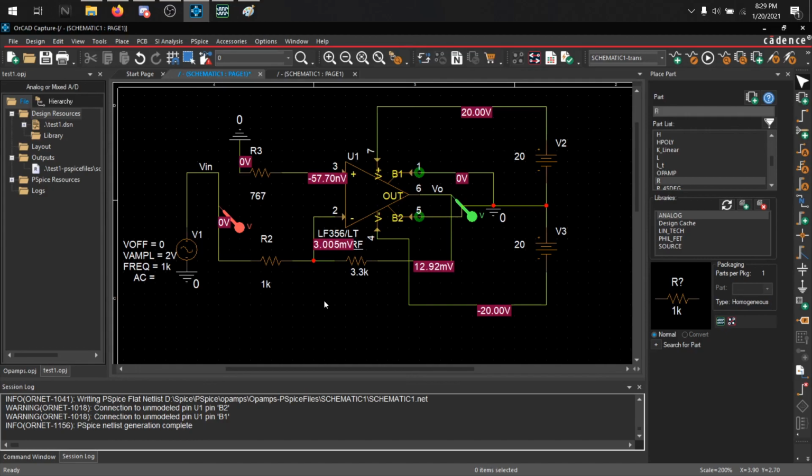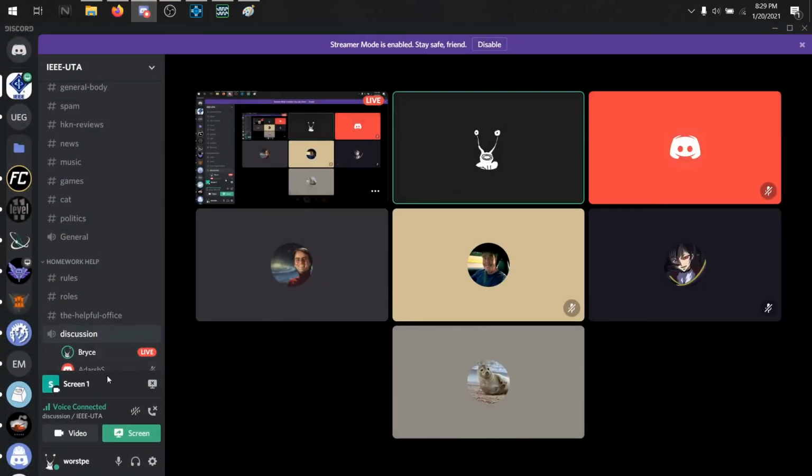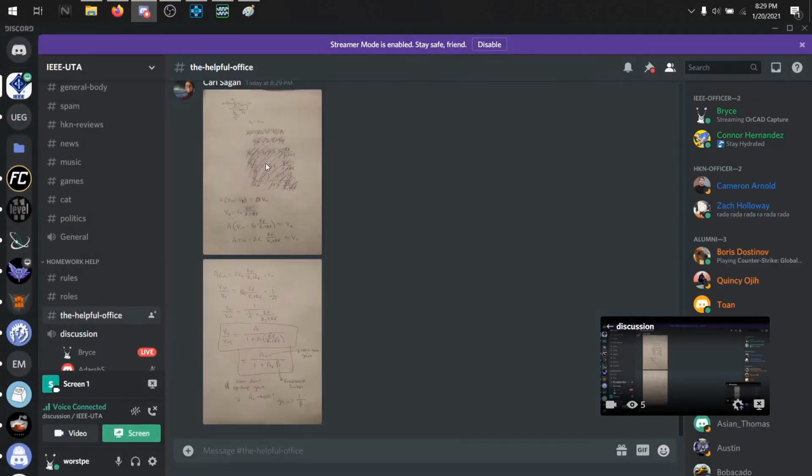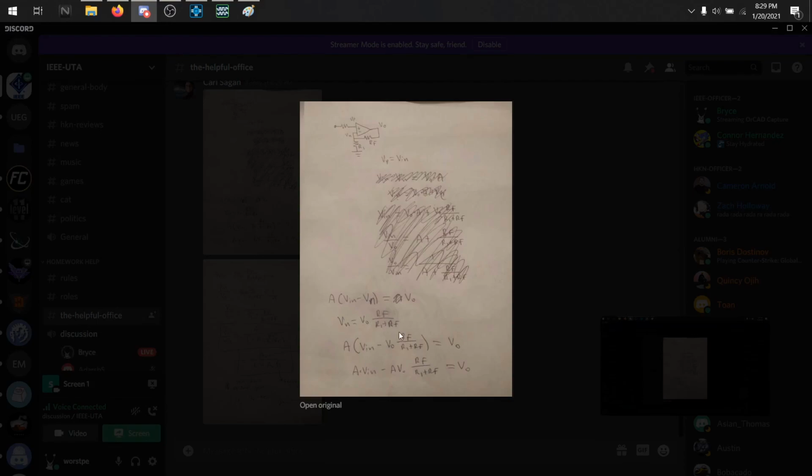Yeah, Carl wrote down the KCL. Oh, this is for the non-ideal case for the op amps. Oh, non-ideal. Okay.